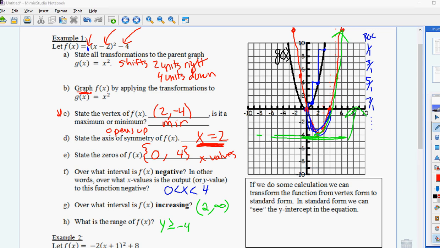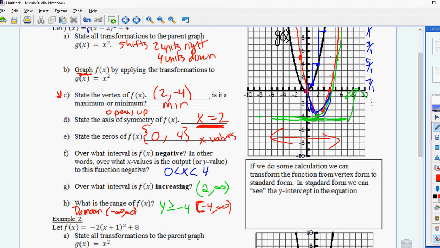If they asked me for the domain, it would be how far left and right does it go? The domain are all real numbers, from -infinity to +infinity, right? I could have written the range in interval notation. I could have said from -4 to infinity. So, few ways of writing the range. Domain is all real numbers.